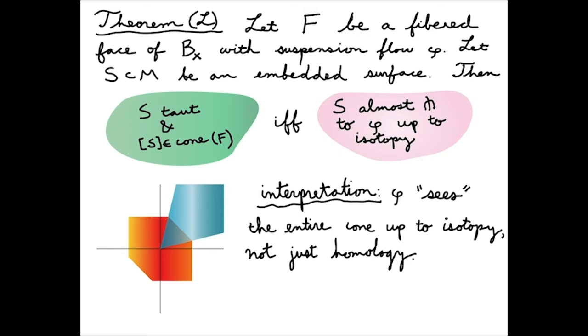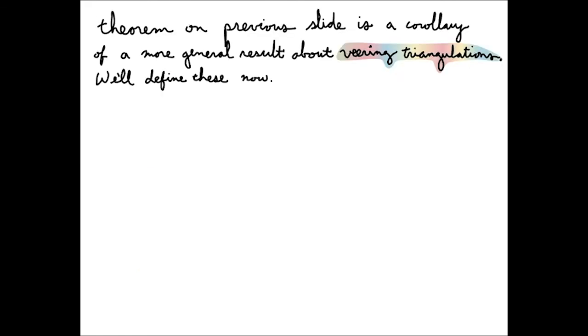So what's the interpretation? It's that this flow is seeing the entire cone up to isotopy, not just homology. Right? We get every isotopy class of taut representative of a homology class in the cone, including on the boundary. This theorem is a corollary of a more general thing that I proved about veering triangulations, which I'll try to state by the end of the talk. And I'll go through the definition of veering triangulation right now.